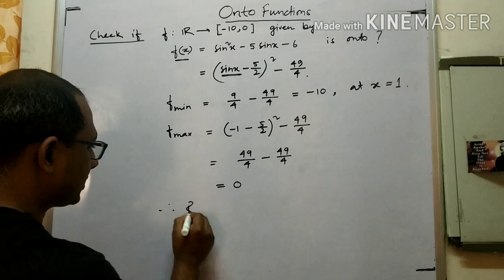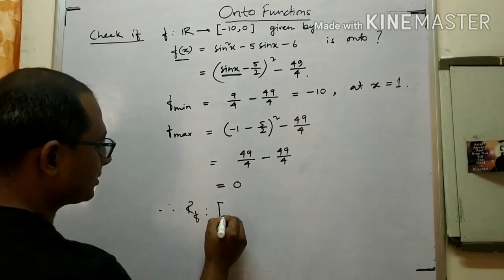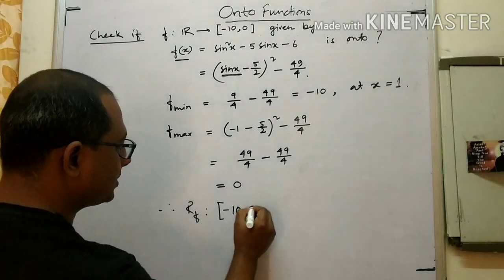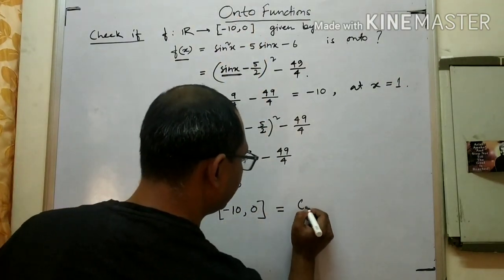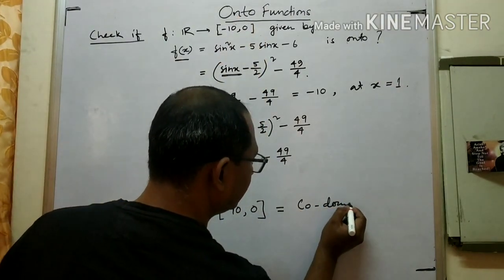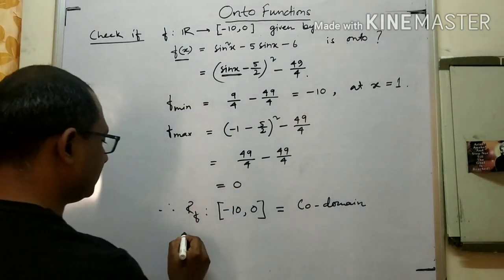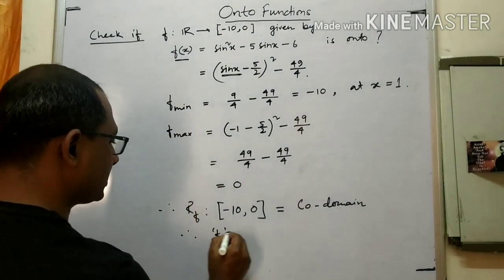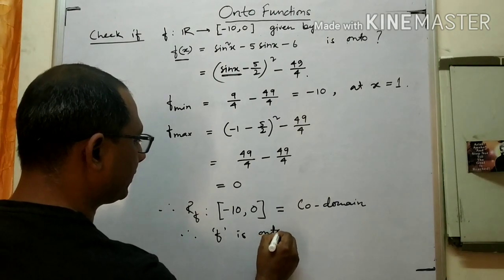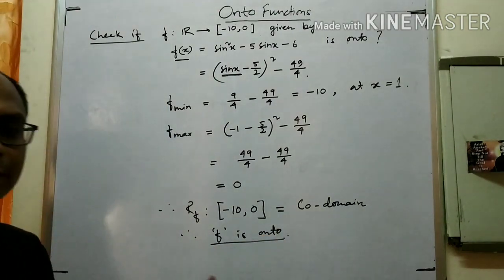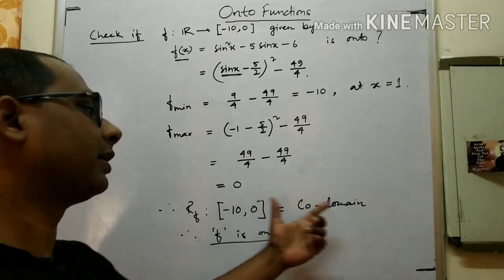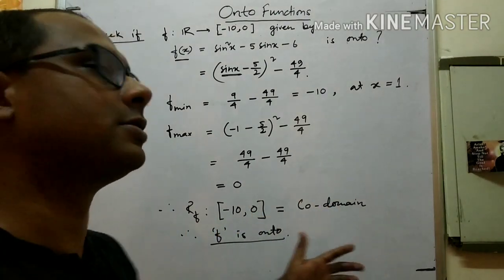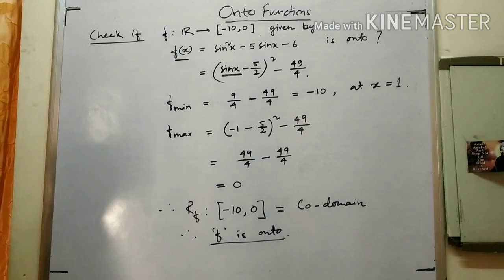Therefore the range of the function is going from minus 10 to 0 closed, which is exactly equal to the given codomain. So therefore f is onto. They have asked us to check whether f is onto, so we have checked the range. We have found the range, and it is exactly coming out to be equal to the codomain. So we'll declare that the function is onto.